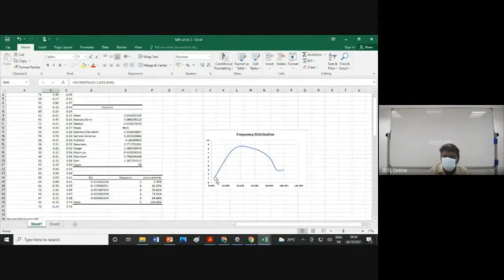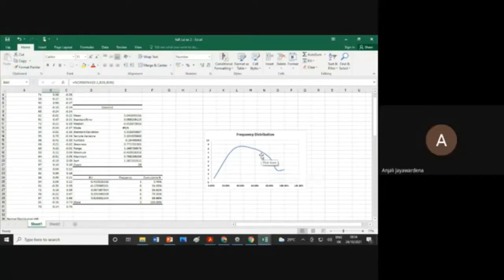So this you can further see from your normal curve. Is that the shape of a normal distribution curve you see? Is that the shape?